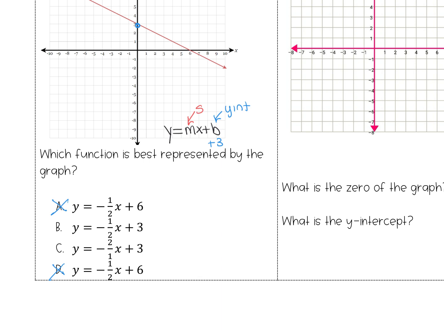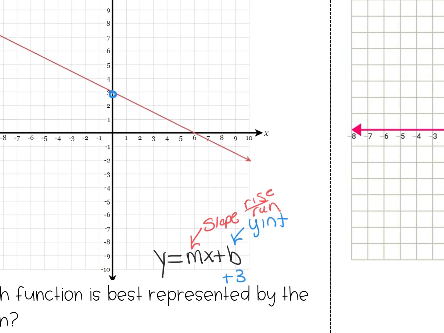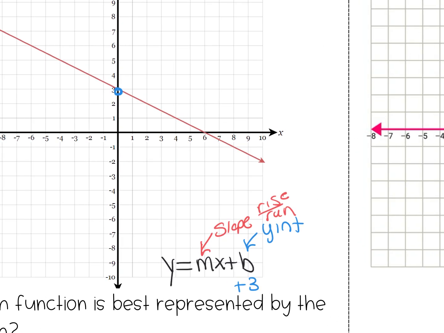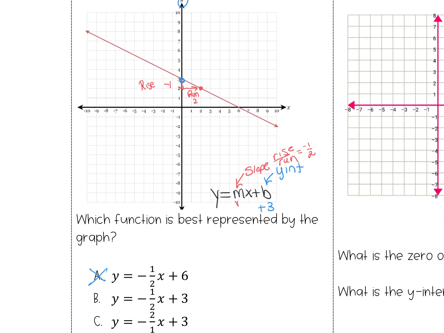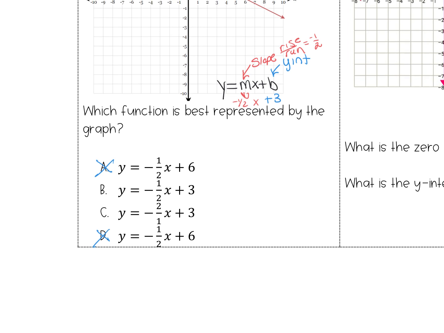This m right here is my slope. It's my rise over my run. So if I look right here, there's a dot, and there's another good dot right here. So if you look, I go down, I'm going down, so that my rise is -1, and my run is 2. So when I do rise over run, it should be -1/2. So my m right here should be a -1/2, and then my x. So if I look here, my answer is B.